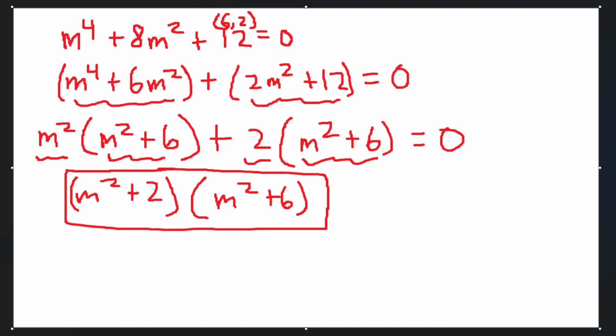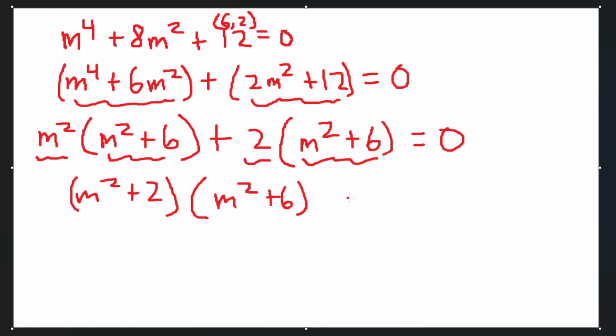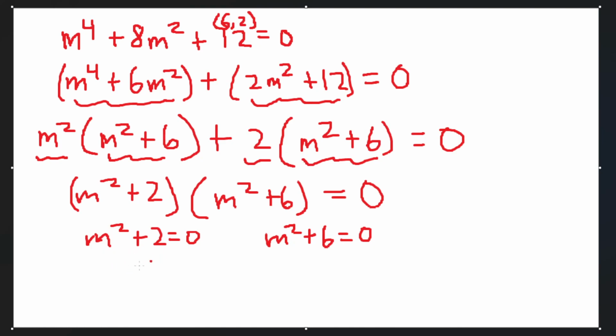But if it does not, if it tells you to solve for m, then what you would do is set each factor equal to 0. In this case, we'll have m squared plus 2 equals 0, and then m squared plus 6 equals 0. And then, for this first term, m squared plus 2 equals 0, we can subtract the 2 from both sides. You subtract 2, you get m squared equal to minus 2.